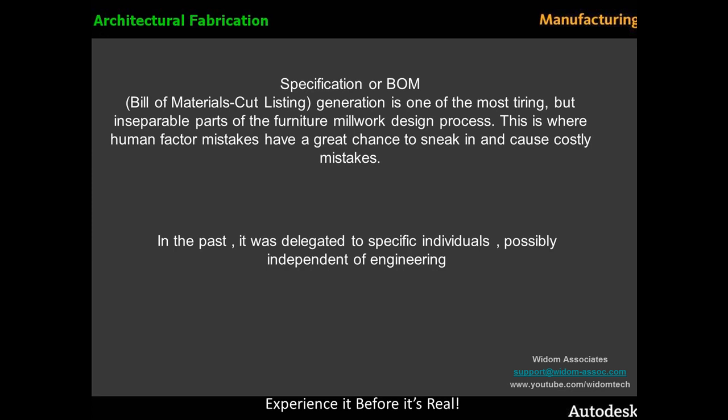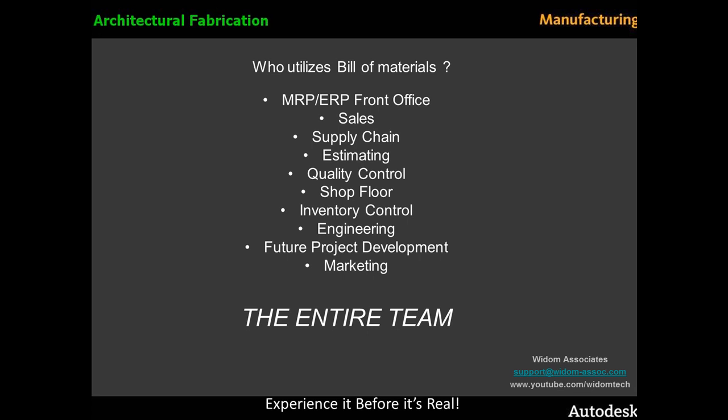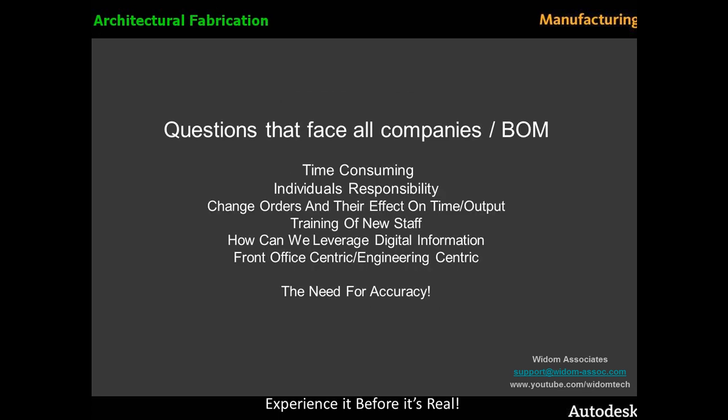You have the people in the front office handling MRP and ERP, sales staff, supply chain, estimating, quality control, shop floor, inventory control, engineering, people that are thinking about future projects and the best ROI on future projects, and of course, marketing. So for all intents and purposes, it's the entire team. And if we don't get it right, then the entire team doesn't get it right, and it's prone then to have us to have problems and errors that could be incredibly costly.